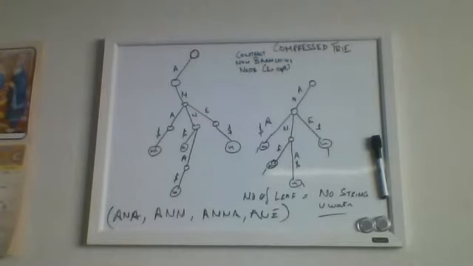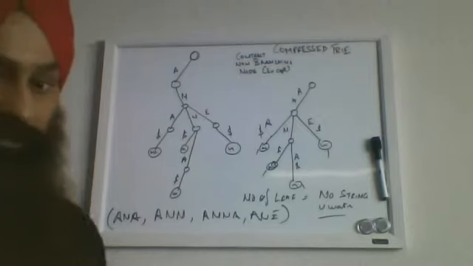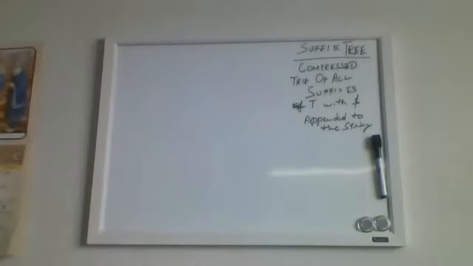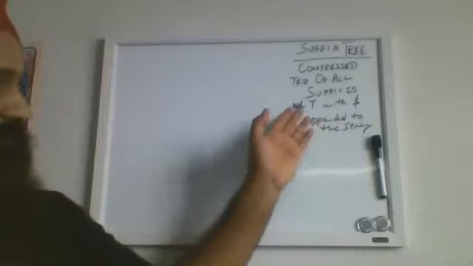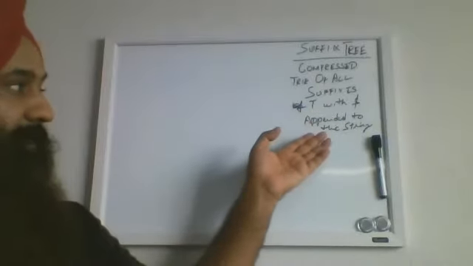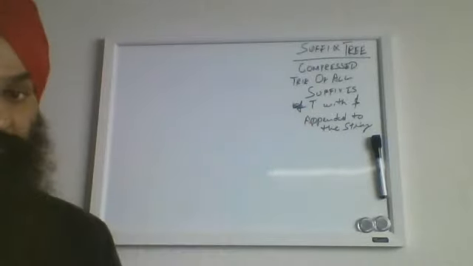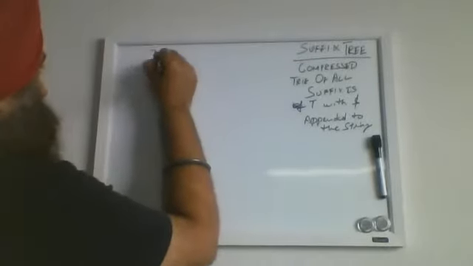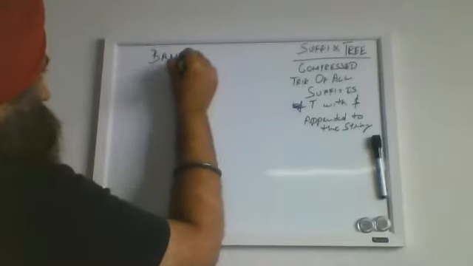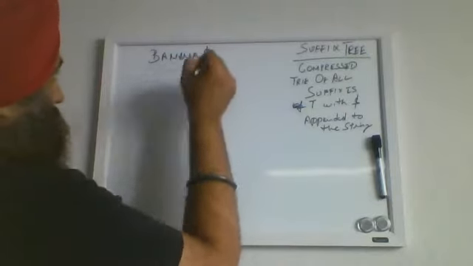Now, what is a suffix tree? Suffix tree is nothing but a compressed trie of all your suffixes in the given string. Now again, let me clear the board and explain with an example. A suffix tree is a compressed trie of all suffixes of the given string with a dollar sign appended to the end of the string. Suppose you have a string, let's say banana. You append a dollar sign to it.